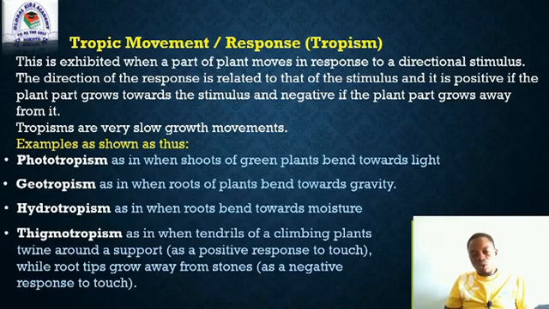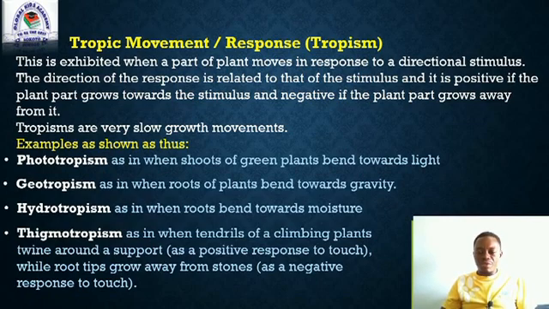We have thigmotropism, as in when tendrils of a climbing plant twine around a support, like a yam plant twining around a stalk when it is growing. So the tendril that is coming out is responding positively to the touch on the body of the stalk.